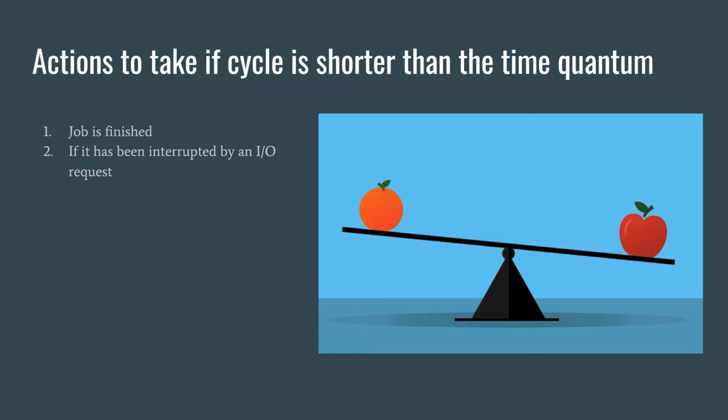In the event that the job's CPU cycle is shorter than the time quantum, one of two actions will take place. 1. If this is the job's last CPU cycle and the job is finished, then all resources allocated to it are released and the completed job is returned to the user. 2. If the CPU cycle has been interrupted by an I/O request, then information about the job is saved in its PCB and it is linked at the end of the appropriate I/O queue. Later, when the I/O request has been satisfied, it is returned to the end of the queue.